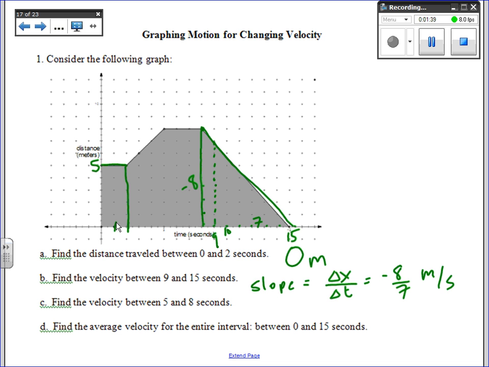Find the velocity between 5 and 8 seconds. Again, I'm looking at slope, and between 5 and 8 seconds, it looks as though my slope is 0. So my velocity is 0 meters per second.